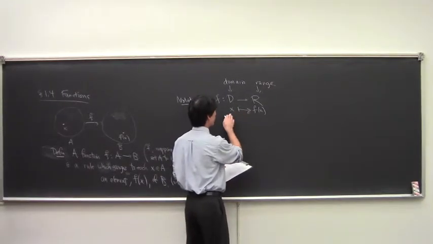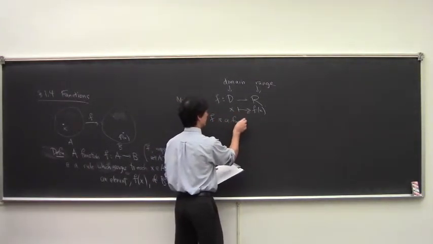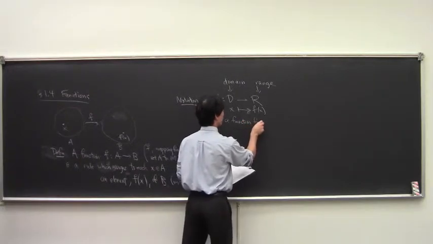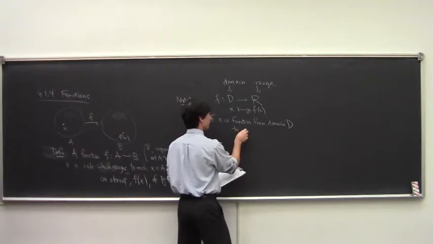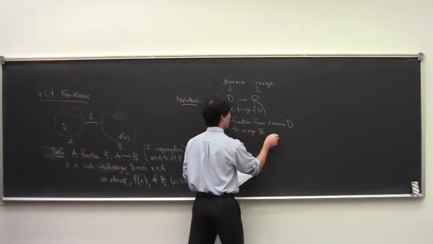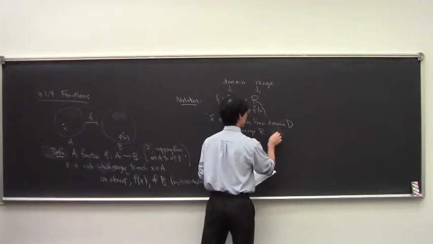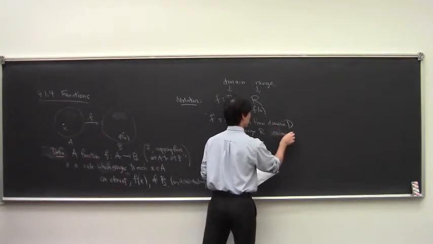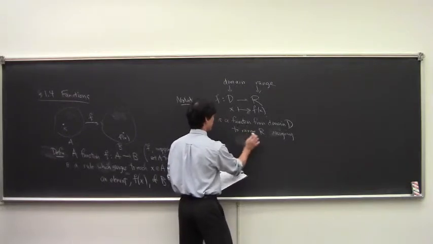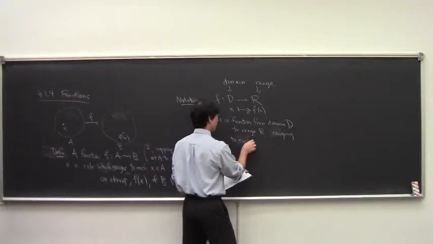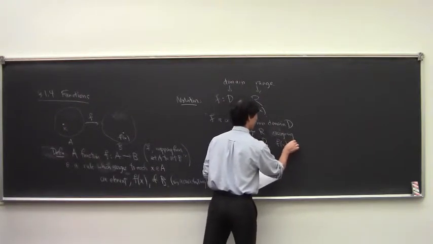And so f is a function. This reads f is a function from domain D to range R, assigning to each x in D, f of x in R.